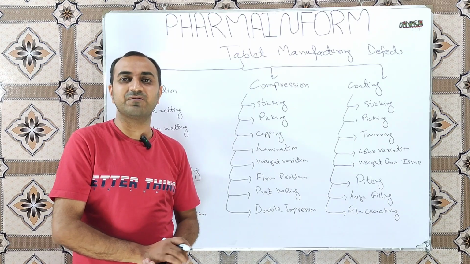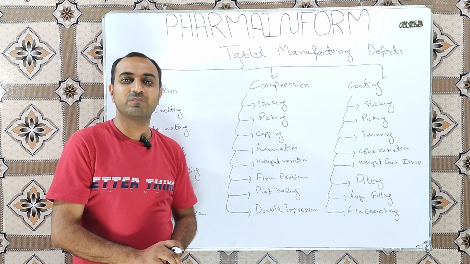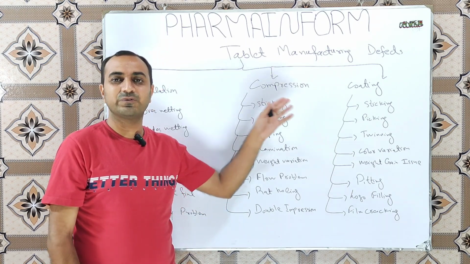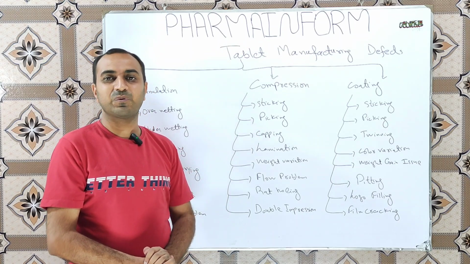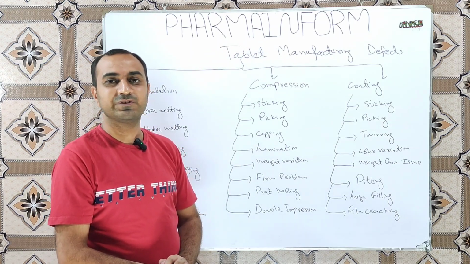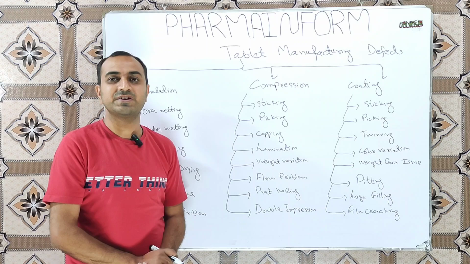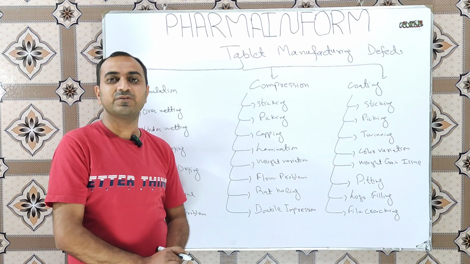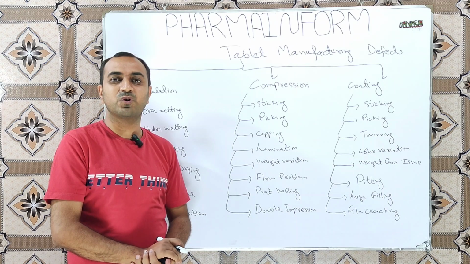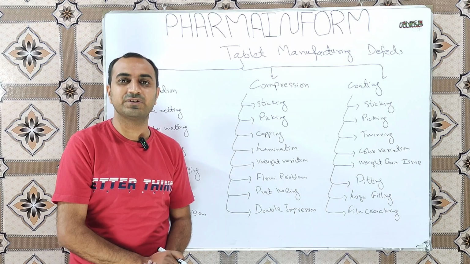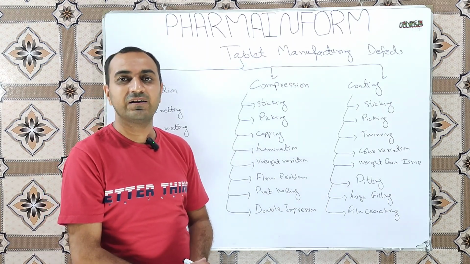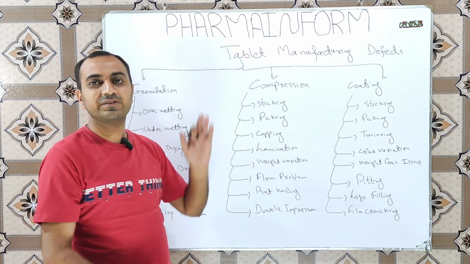First one is the sticking. What is the sticking? Sticking is the most commonly observed defect of the tablet compression. In the tablet sticking, our tablet surface is not smooth during the ejection from the die. That is why we use a lubricant most commonly known as magnesium stearate, which is also known as die wall lubricant, to prevent the sticking.